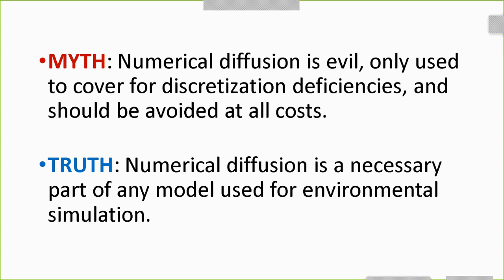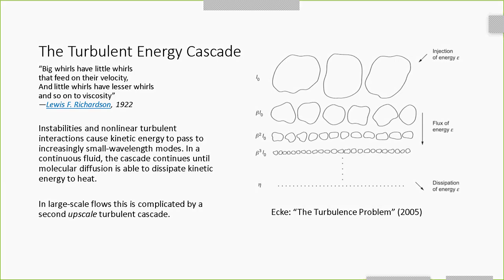The reality is that numerical diffusion is a necessary part of any model used for environmental simulation, and indeed is necessary as a consequence of the way a real fluid works, especially a real turbulent fluid. So this starts off with a little bit of a ditty that Lewis Fry Richardson, the founder of numerical weather prediction, wrote back in 1922. It's a play in a kind of poem.